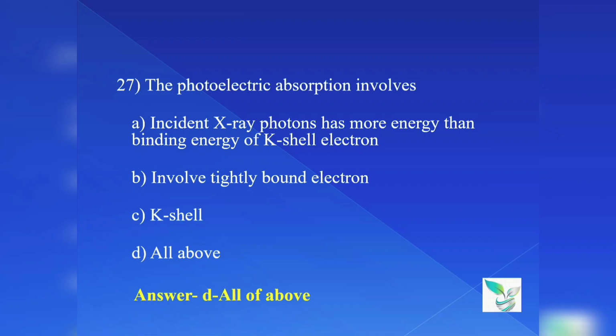All of the above. That is, the photoelectric absorption involves the incident X-ray photon having more energy than the binding energy of the K shell electron, since only if the incident photon has more energy can it knock out the electron from the K shell. Once the electron has been knocked out, the nearby shell electron, that is the L shell electron, will fall onto this K shell, releasing energy. That's what is happening. And it involves a tightly bound electron. Tightly bound means the K shell is closer to the nucleus and its binding energy is high, and it interacts with the K shell. So all these options relate to photoelectric absorption.